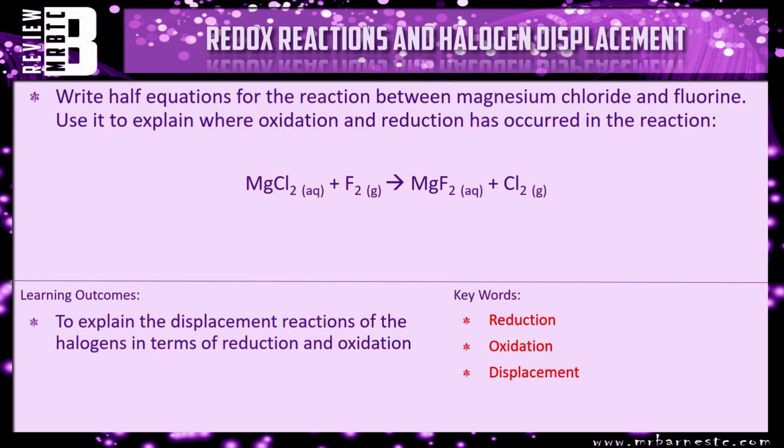Here's a little clue for you. Anything that starts off in the compound, so in this case magnesium chloride, the one that starts off as an ion is always oxidized, loses electrons. The thing that starts off as the element on its own, so Cl2, Br2, F2, is the thing that is reduced and gains electrons.